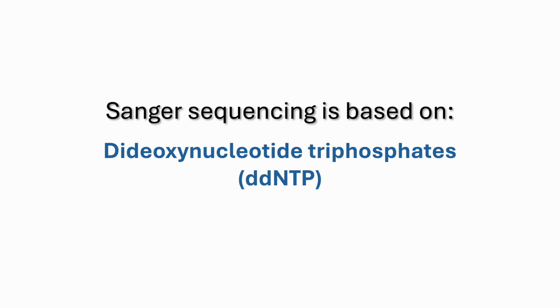Sanger sequencing is based on dideoxynucleotide triphosphate, or we call it ddNTP. Before we dive deeper into the principle of Sanger sequencing, let's have a look into what is nucleotide first.